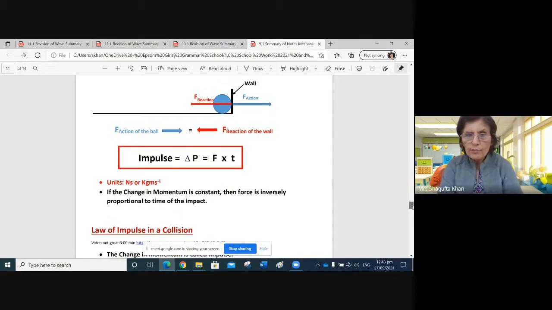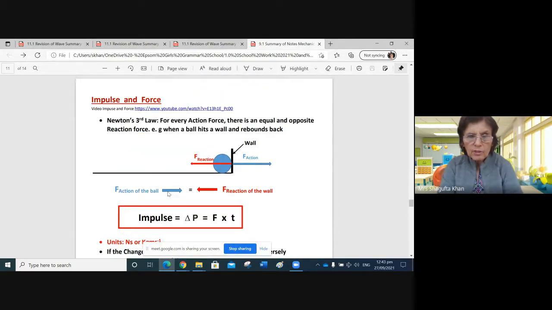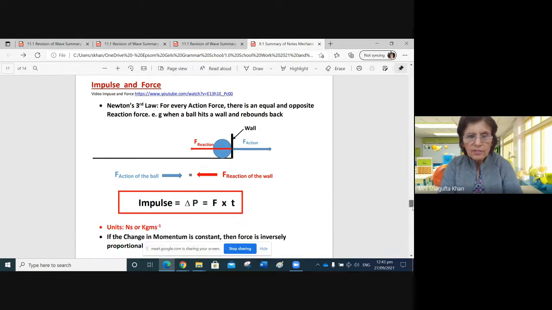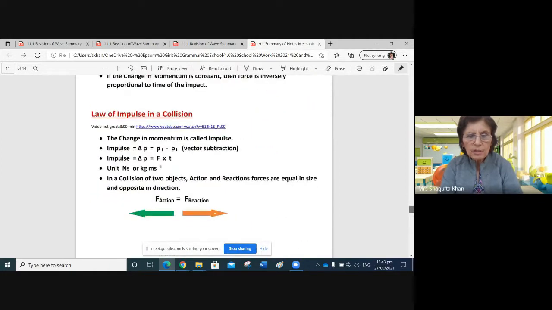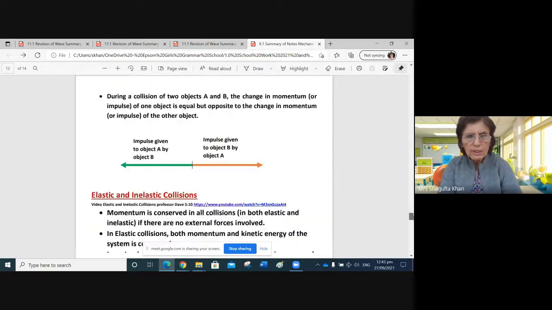So in a collision, action and reaction forces are equal according to Newton's third law. So if action and reaction forces are equal, that's the reason the change in momentum is also equal. So that's the change in momentum of the blue car, and that was the change in momentum of the red car. They were equal, but in the opposite direction. And remember that impulse equation, delta P is F times T, and delta P is also P final minus P initial. So that's the change in momentum.